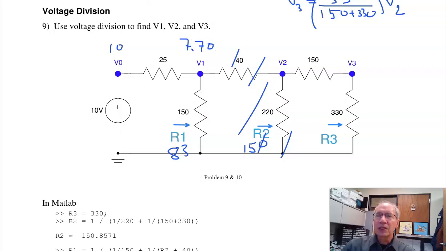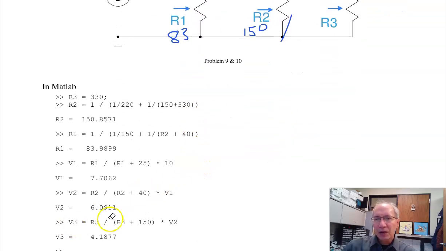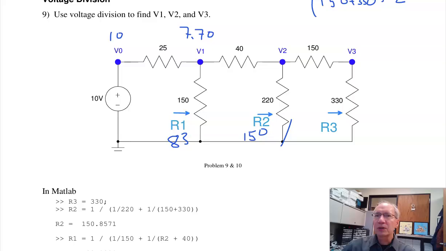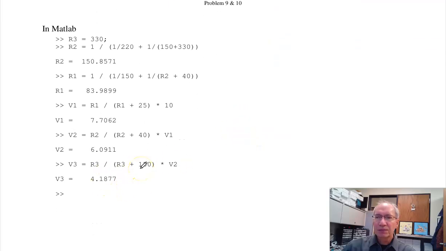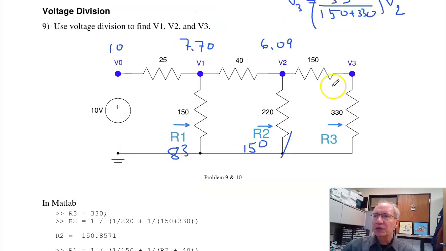Once I know V1, I can find V2. V2 is R2, 150 over 40 plus 150 times V1. V2 is 6.09 volts. Once I know V2, I can find V3. V3 is 330 over 330 plus 150. That percentage of V2, 4.18 volts.